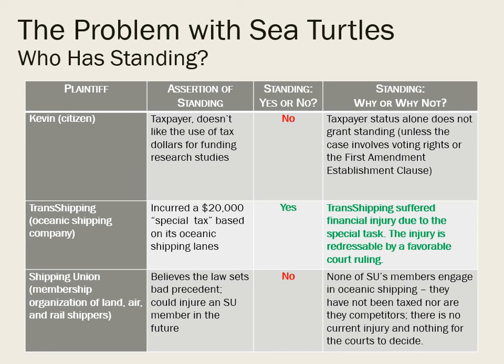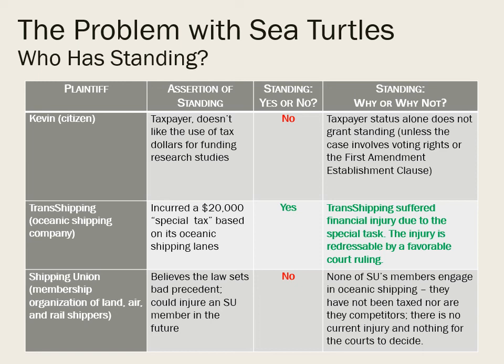Transshipping is a company that is engaged in oceanic shipping. It has been slapped with a $20,000 tax because of the new law. So because transshipping has suffered a financial injury, that $20,000, due to government action, and because a favorable court ruling would fix the problem, transshipping does have standing, so it can proceed with its suit.